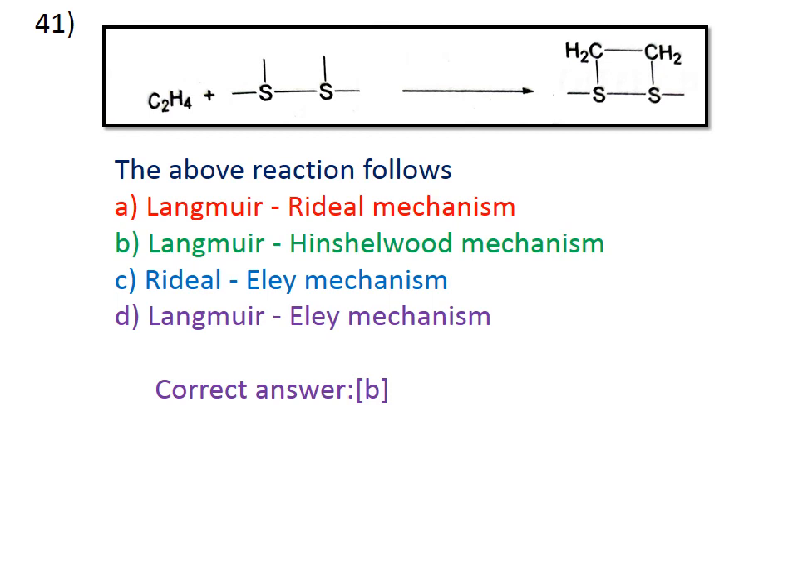41. The above equation is the adsorption reaction. Ethylene adsorbs on the surface and gives a product. The above reaction follows: A. Langmuir-Rideal mechanism, B. Langmuir-Hinshelwood mechanism, C. Rideal-Eley mechanism, D. Langmuir-Eley mechanism. Here the correct answer is B, Langmuir-Hinshelwood mechanism.